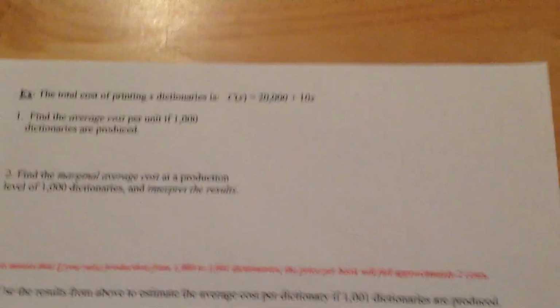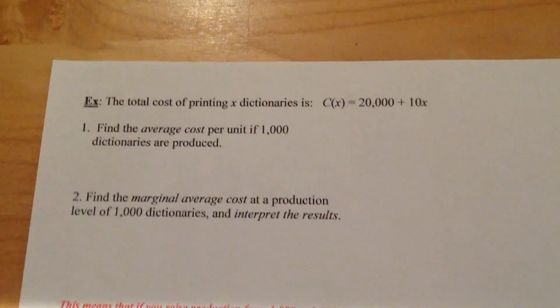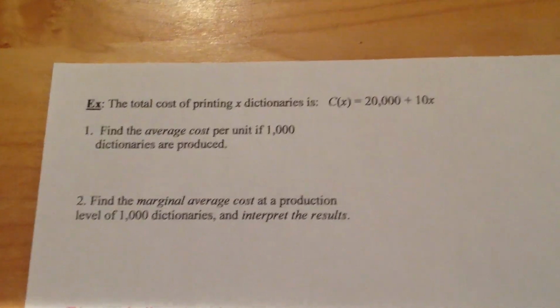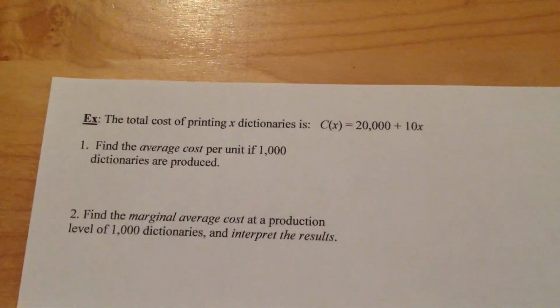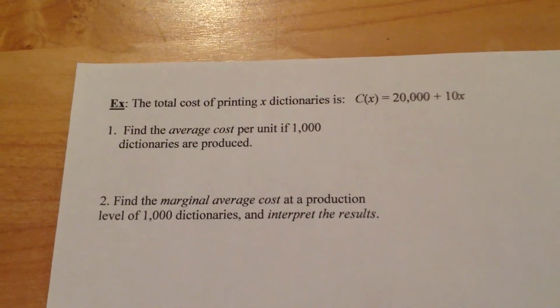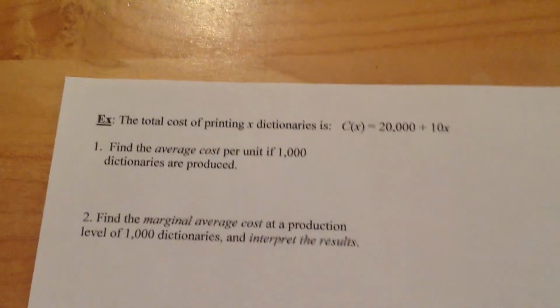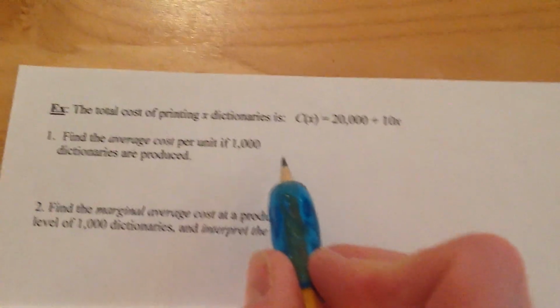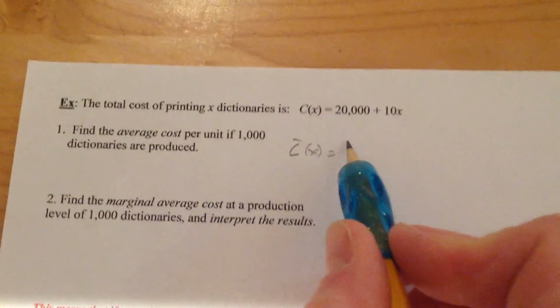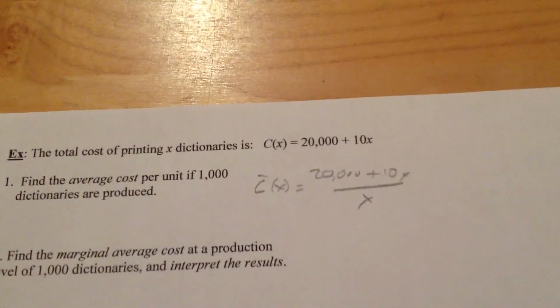Now we just have a series of examples to put these all into place. So we have a cost function for printing x dictionaries: 20,000 plus 10x. It wants to find the average cost per unit if 1,000 dictionaries are produced. So the first job is to find the average cost function, which is to take the cost function and divide by x. That's how much it costs to produce dictionaries, and if I want to find the average for a particular number, I just divide by x.